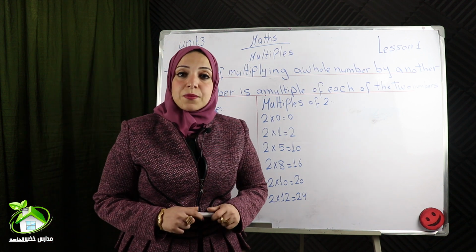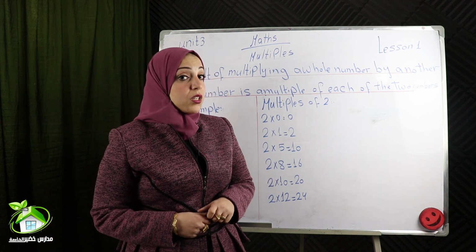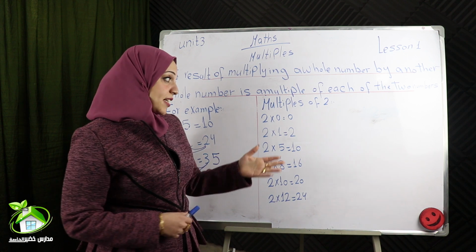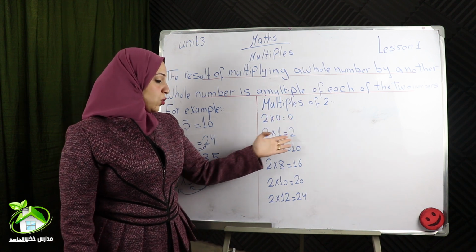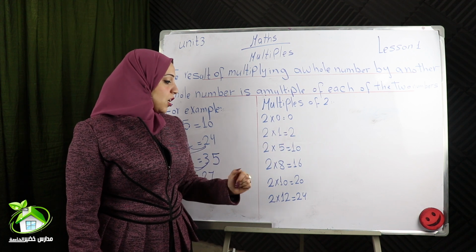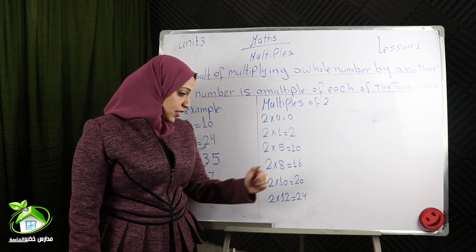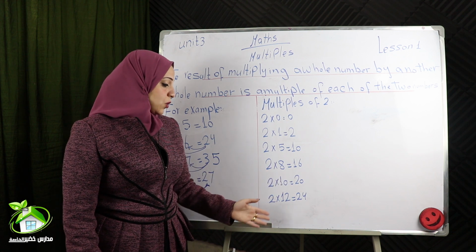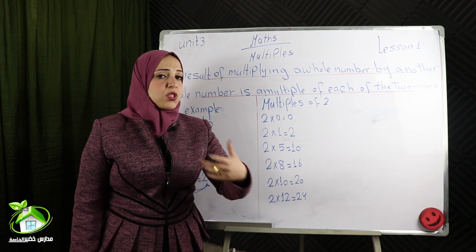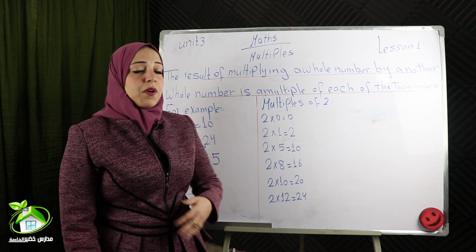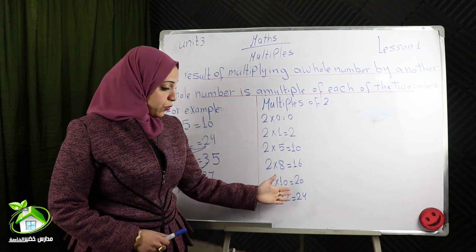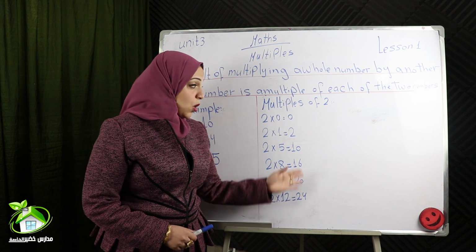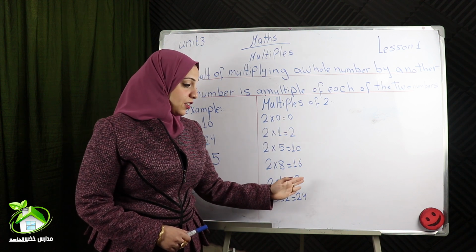If I want to list multiples of 2, I multiply 2 by many whole numbers, as 2 times 0 equals 0, 2 times 1 equals 2, 2 times 5 equals 10, 2 times 8 equals 16, 2 times 10 equals 20, 2 times 12 equals 24, and so on. I can multiply 2 by many whole numbers. I notice that all the multiples of 2 are even numbers.